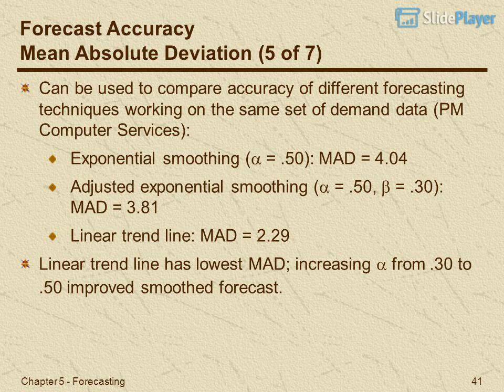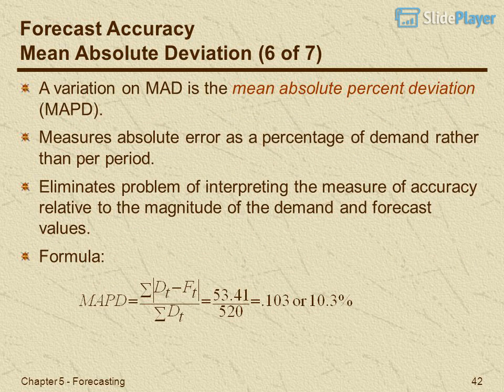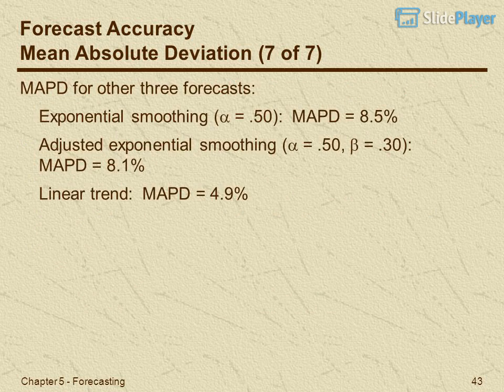Mean absolute deviation, 6 of 7. A variation on MAD is the mean absolute percent deviation, MAPD. It measures absolute error as a percentage of demand rather than per period. This eliminates the problem of interpreting the measure of accuracy relative to the magnitude of the demand and forecast values. Formula.